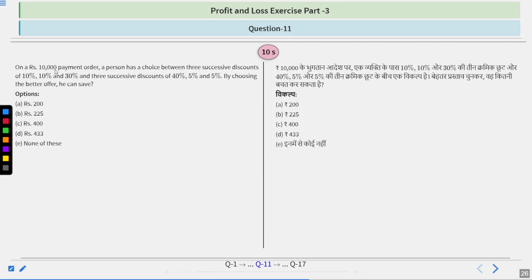On a rupees 10,000 payment order, a person has a choice between 3 consecutive discounts of 10%, 10% and 30%, and 3 consecutive discounts of 40%, 5% and 5%. By choosing the better offer, he can save. You have 5 options and 10 seconds to analyze the question. Your time starts now.